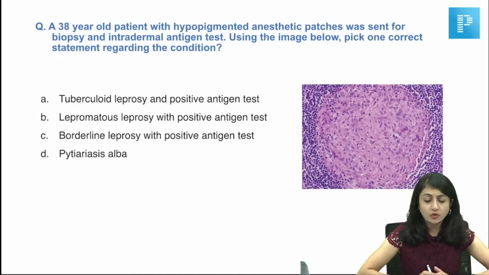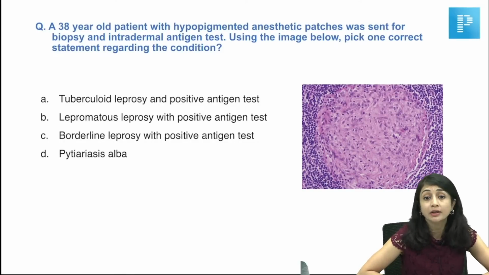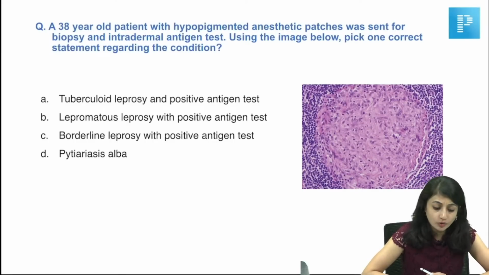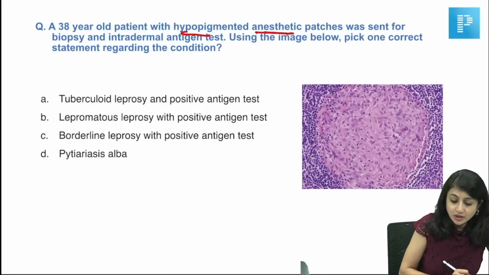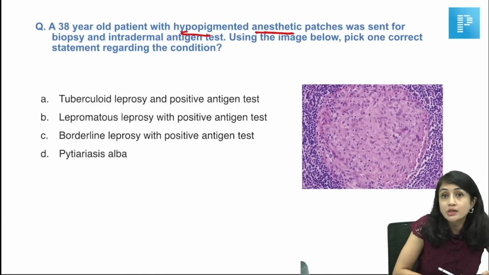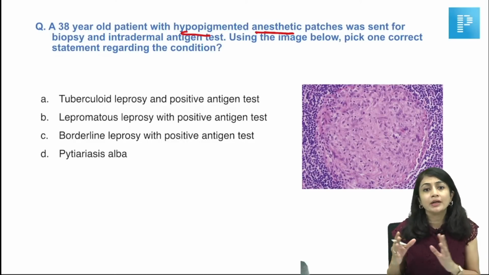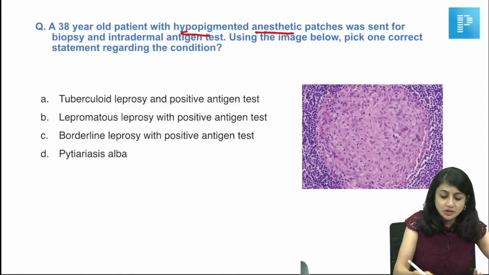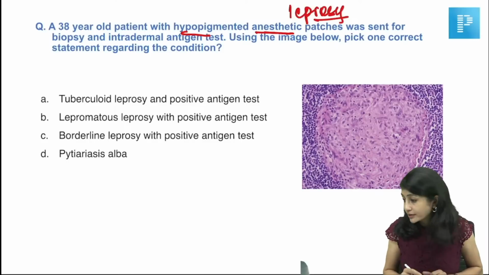Now, this I would need some inputs from you, because I think something is not right, but whatever I have, I will try to discuss it based on that. So, there is a 38-year-old patient with hypopigmented anesthetic patches, and these patches were sent for biopsy and intradermal antigen testing. Using the image below, pick one correct statement regarding the condition. So, I have already told you, if there are hypopigmented, hypoesthetic or anesthetic patches, I know we are talking about leprosy. So, in leprosy, it is all about knowing the spectrums.